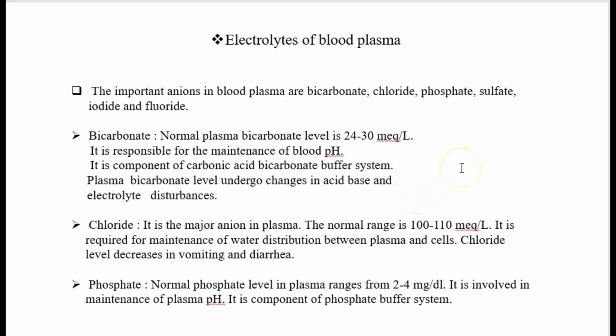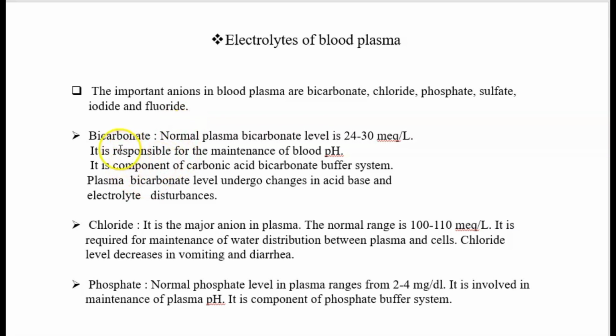Now you discover that we'll be looking at the range of these electrolytes in blood plasma. What we are looking at now is not inside the cell. We are talking about all these electrolytes in blood plasma. Now let's look at it carefully. The important anions in blood plasma are bicarbonate, chloride, phosphate, sulfate, iodine, and fluorine. That's what we are talking about.